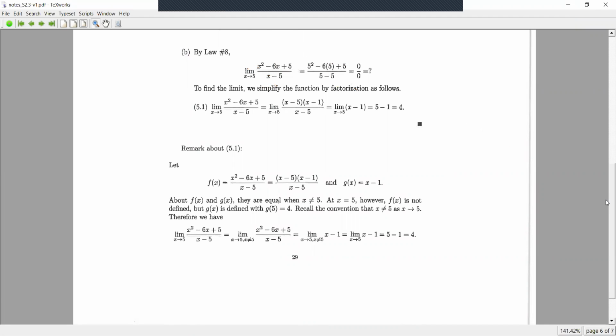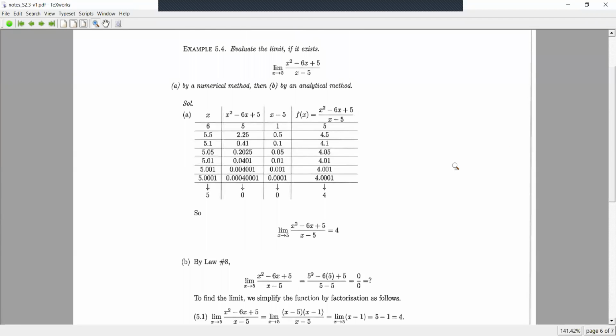But from part A, by a table, we have seen that the limit exists. The value is 4. Now the question is, how to determine this limit to be 4 without using a table, but by analytical method, that is, by direct substitution? How to determine this limit by direct substitution?